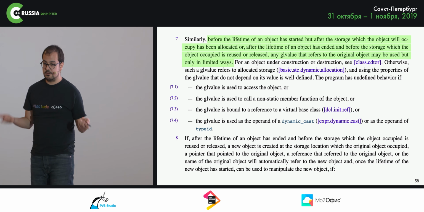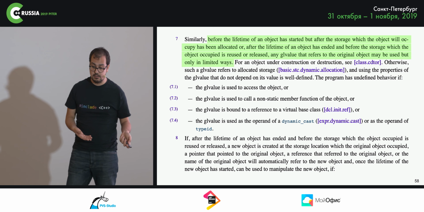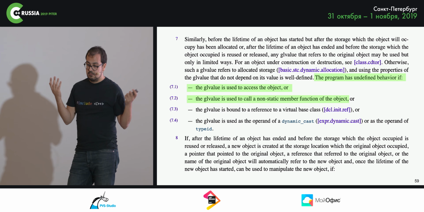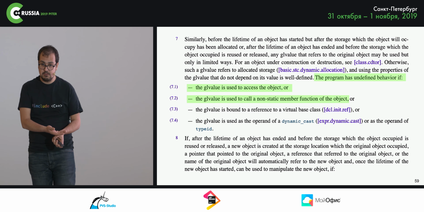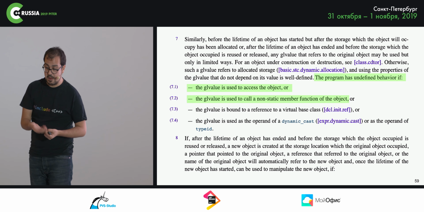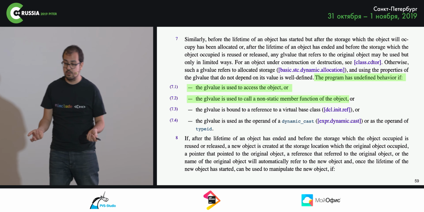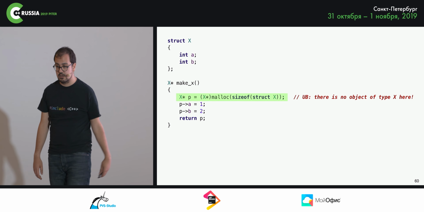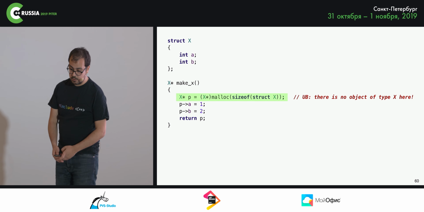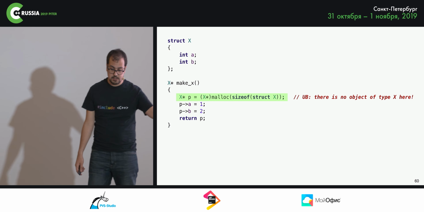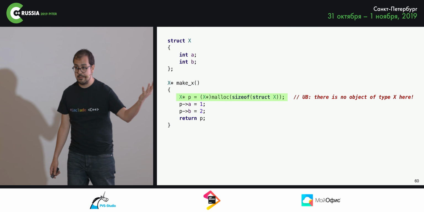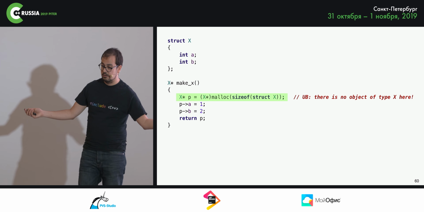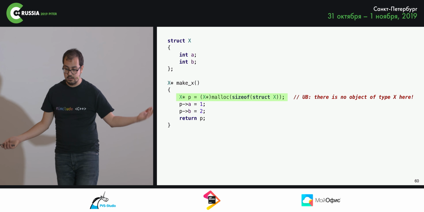So before the lifetime of an object has started, or after it has ended, you can have a reference to an object, but you can't access the object using that pointer or reference, and you can't call a member function of that object. You can't really do anything with it. And if you do that, it's UB. And this is exactly what we have here. We have some memory, we access it through a pointer to an object of type X, but there is no object of type X. We have not created one.